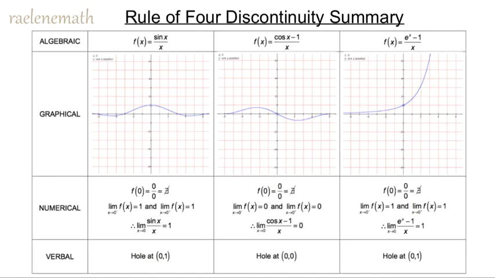So these three limits are really, really important when we move on and we use them in the limit definition of the derivative, the instantaneous rate of change. Here is a summary, a rule of 4 summary in terms of the algebra, the graph, the numerical, and the verbal description or representation of these three graphs.